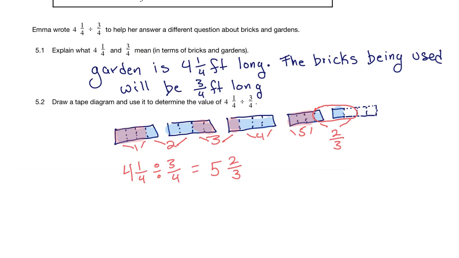The diagram would look like this, where we drew out 4, 1, 2, 3, 4, and we're looking at how many 3/4 pieces are going to be in there, and we would have gotten 1, 2, 3, 4, 5, and then we have 2 out of the 3 pieces we need, so it's 2/3. So 4 1/4 divided by 3/4 is going to be equal to 5 2/3.